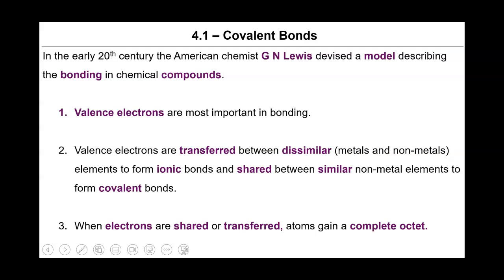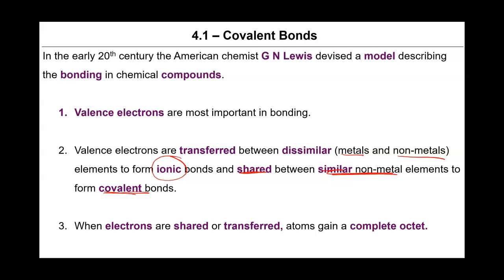So in the early 20th century, the American chemist G.N. Lewis devised a model of bonding in chemical compounds. The first point that he made was that valence electrons, those in the outermost shell, are the most important in chemical bonding. And then he said that valence electrons are transferred between dissimilar elements, namely metals and nonmetals, to form ionic bonds, but they are shared between similar nonmetal elements to form covalent bonds. And it's this sharing of electrons between similar nonmetal elements that we're going to be discussing in this section.